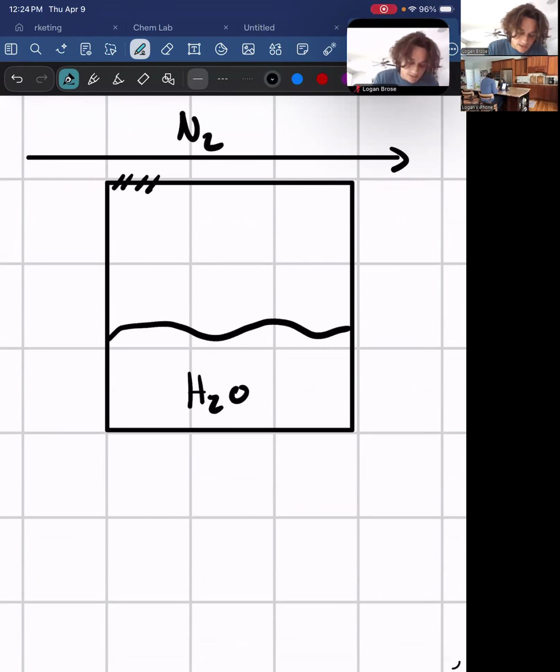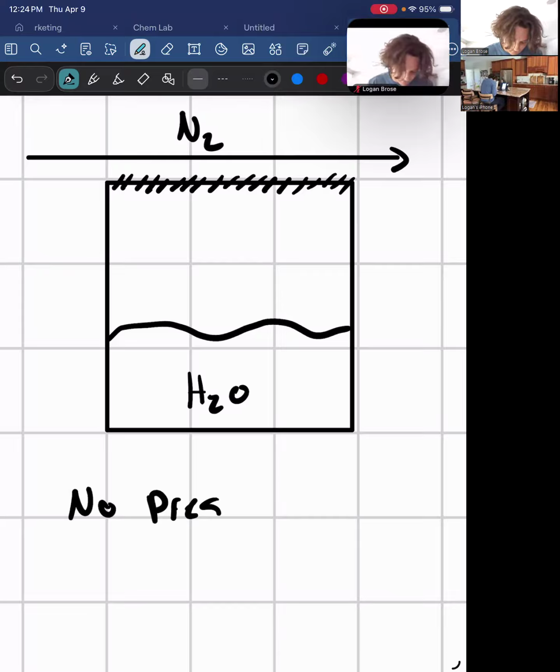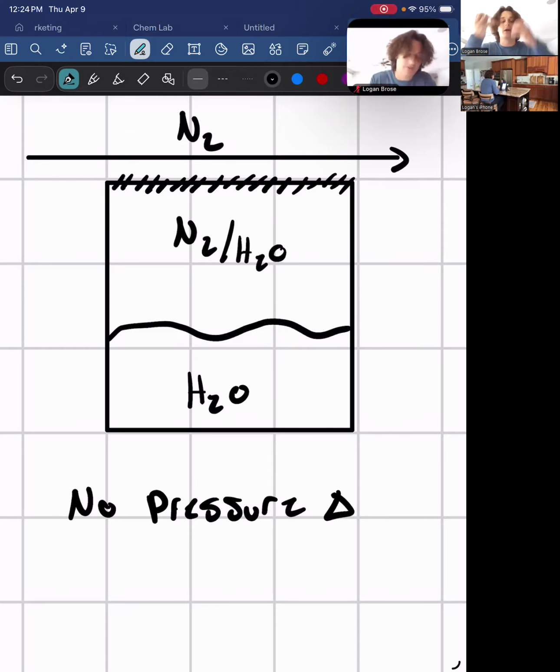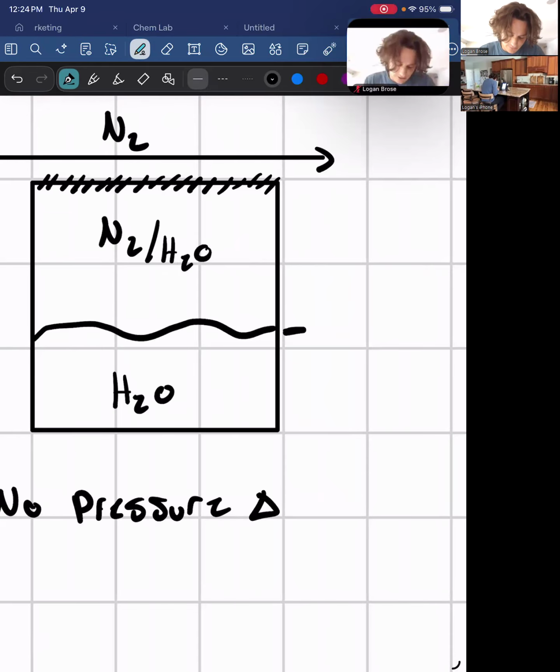And this will be capped, right? So what this does is it makes there be no pressure difference, so no pressure gradient. And then in this middle section here, we have an N2-H2O mixture, our nitrogen water mixture. The distance here will be 0 to L, in the positive direction, being upwards, right?